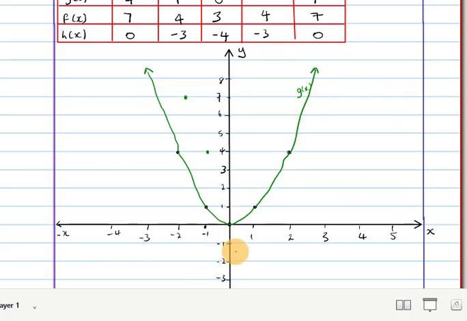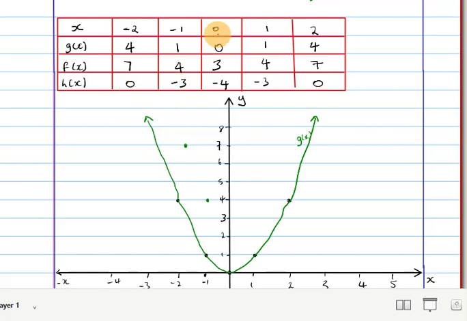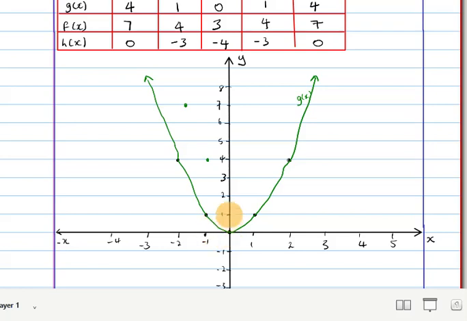The other one, when x is 0, the y value is 3. So it will be here. And then when x is 1, y is 4. And then when x is 2, y is what? Again, 7. Okay.